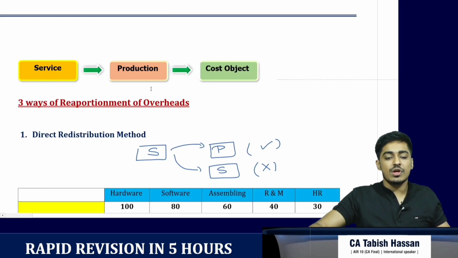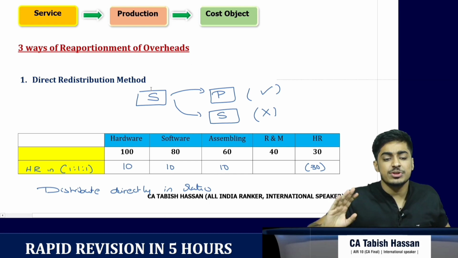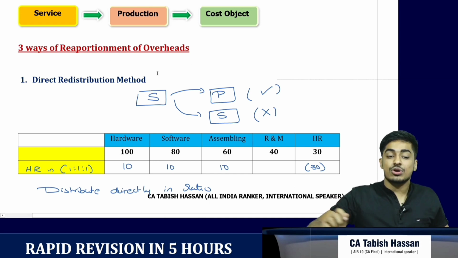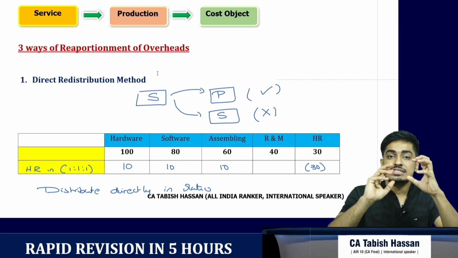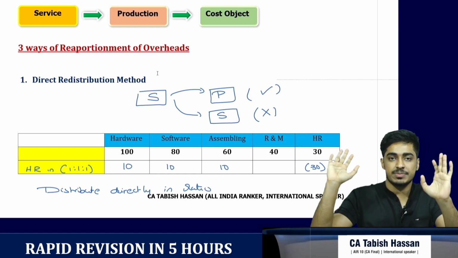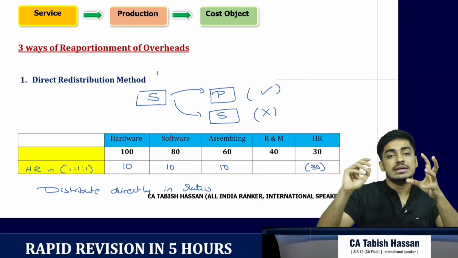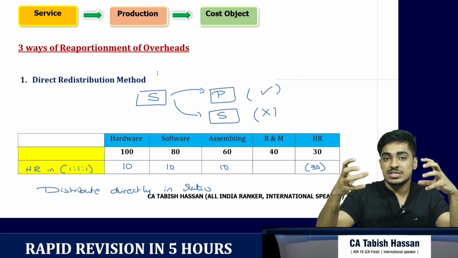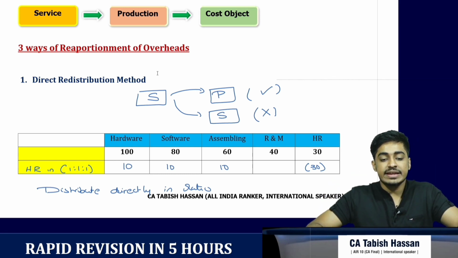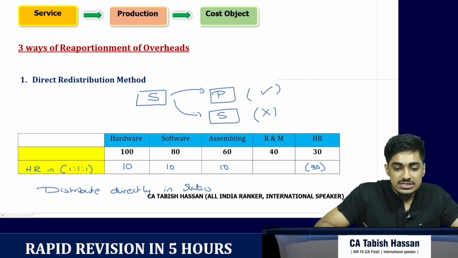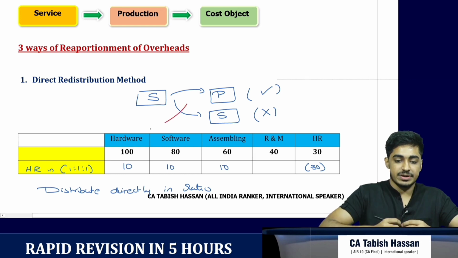Okay, clear? So we have 3 different ways of reapportioning overheads. First is called the direct redistribution method. Here, what is the assumption we are taking? We are telling that the service department provides service to the production department. That is always true. But between one service department and another service department, there is no service, no connection at all. So we are telling that there is no service from one service department to another service department.